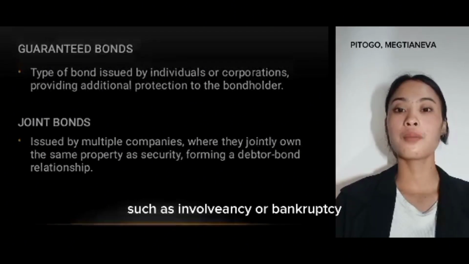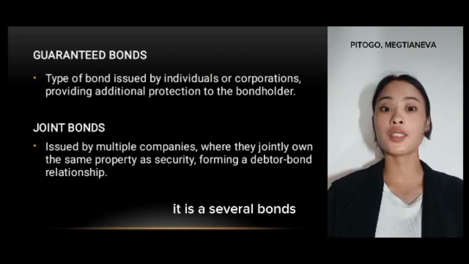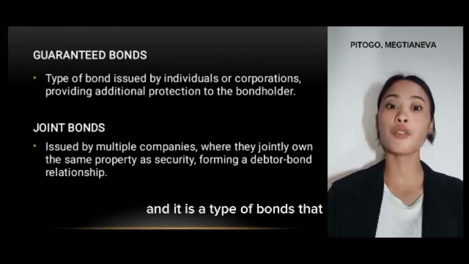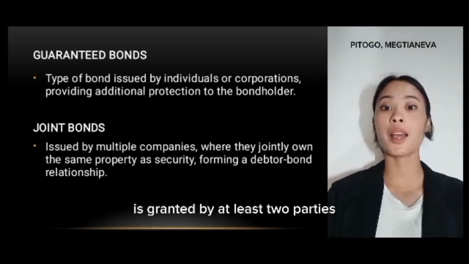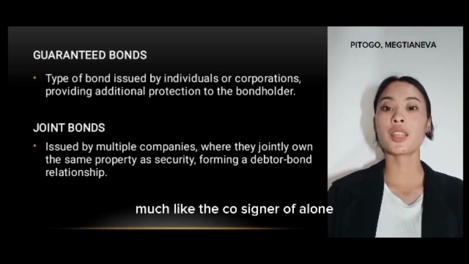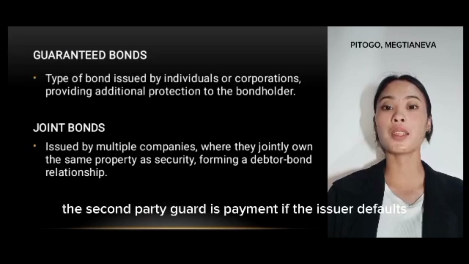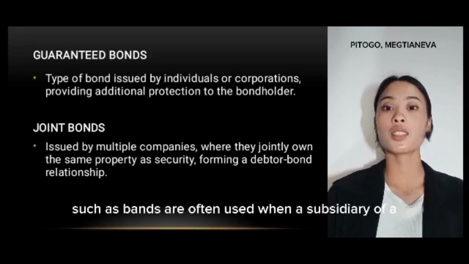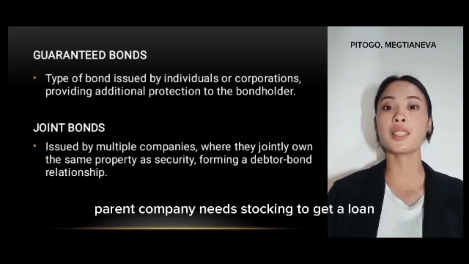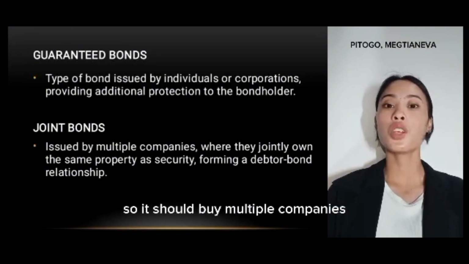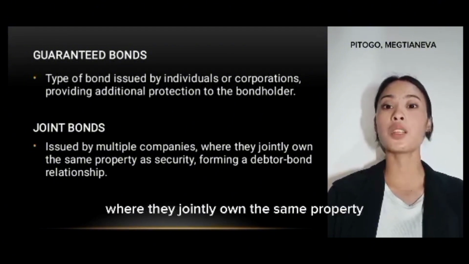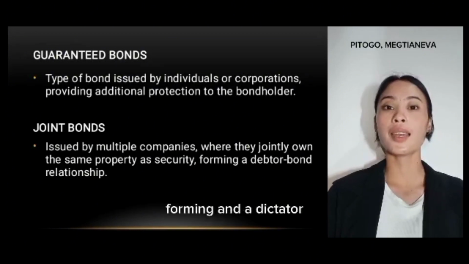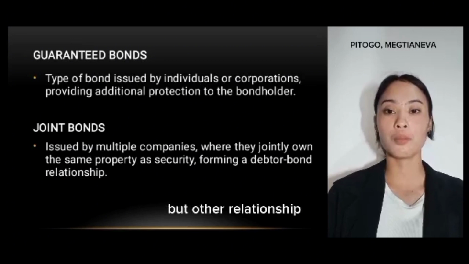or bankruptcy. Joint bonds are a type of bond that is guaranteed by at least two parties. Much like the co-signer of a loan, the second party guarantees payment if the issuer defaults. Such bonds are often used when a subsidiary of a parent company needs backing to get a loan. They are issued by multiple companies that jointly own the same property as security, forming a debtor-bond relationship.